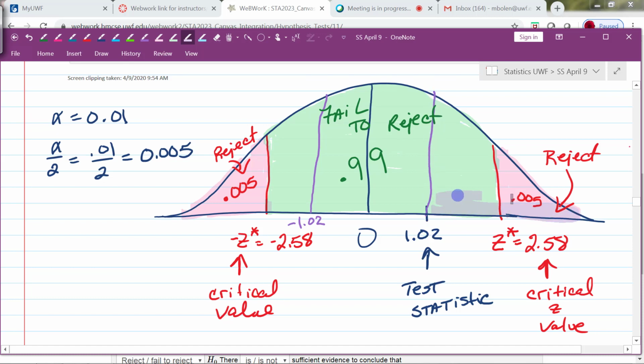So our p-value, I always like to do p-value in purple because p and p, okay? So anyway, here's our p-value area in purple, and we have to double it because it's a two-tailed test. So our p-value for this particular test is going to be huge.